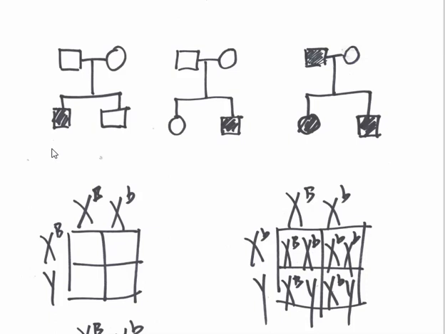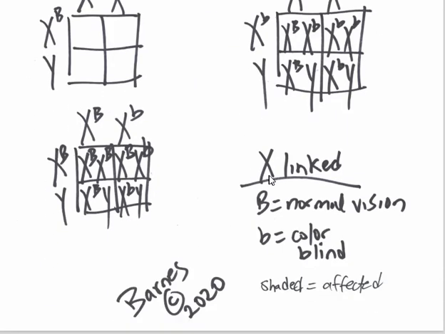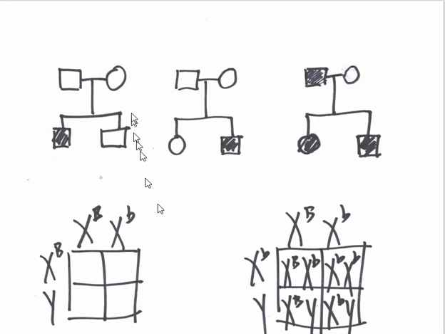I would like to look at a few scenarios in which we know the pedigree and use this information to try to determine the allelic combinations of the parents. Before we get started, let's say that this is an X-linked scenario, all of these on this page. Big B stands for normal vision, little b for colorblind, and if the square or circle is shaded, that means the person is affected. Let's go back to scenario 1.